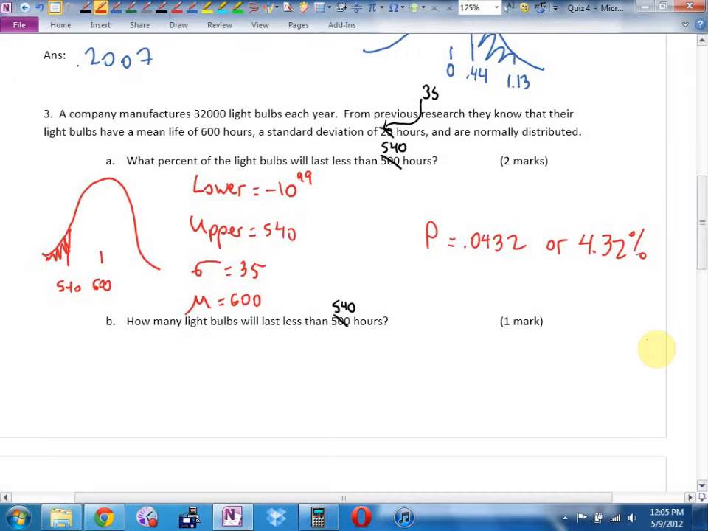How many light bulbs? Okay, now I want to find 4.32% of the total number, 32,000. What does "of" mean? I'm absolutely going to ask you something like this because this is an actual useful application in math, which we don't do very often in high school, sadly.